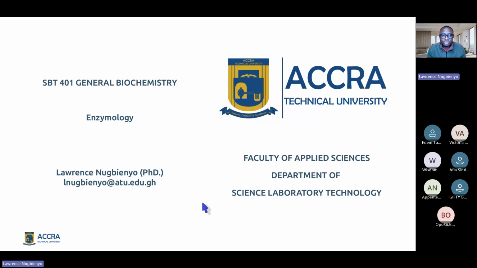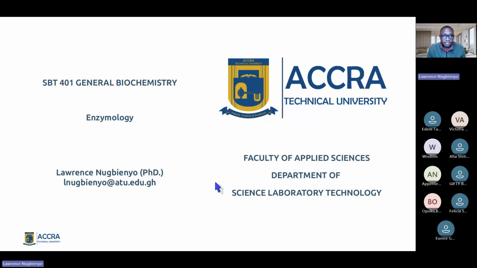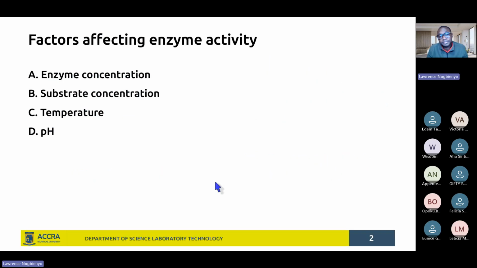Today we'll continue to look at factors that affect enzyme activity. And then we'll take a look at mechanisms of action of enzymes. Take a look at some mechanisms. We'll refer to some specific examples. So hopefully, over a period of 1 hour, we should be done with what we have for today.